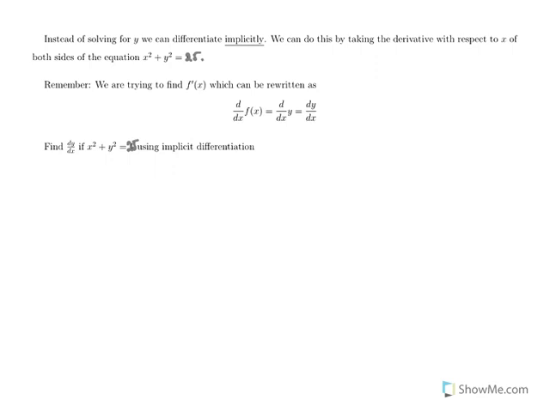So remember, what we're trying to find here is f prime. That's the derivative. And note that we could rewrite the derivative as d/dx of f of x. We often rewrite f of x with y, so there's d/dx of y. And then if we bring the y into the numerator, we get dy/dx. So this is the derivative. And that's what we're going to be trying to find. We're going to try to find dy/dx if x squared plus y squared equals 25.